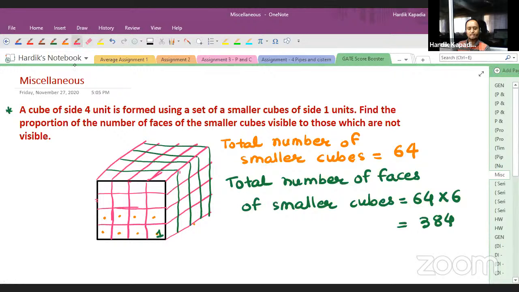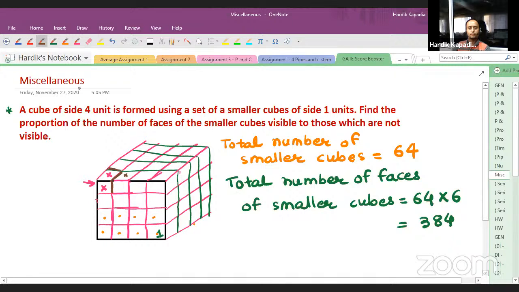But if I say this cube and this cube, for the first cube, only this and this one, 3 faces are visible, but this one in between this and this is not visible at any cost. This face is also not visible, and this one is also not visible.